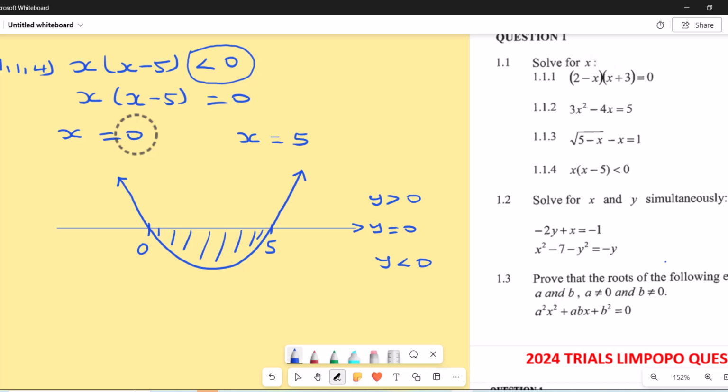You see they begin from 0, that is 0 less than x, and then up to 5. Because in our question we don't have less than or equal to 0, we don't put equal signs here. So in other words, this is our final answer. Hope we are together. Okay, let us proceed. Next question here.